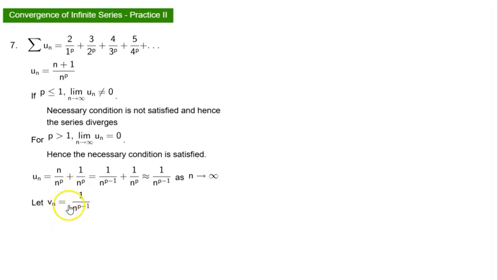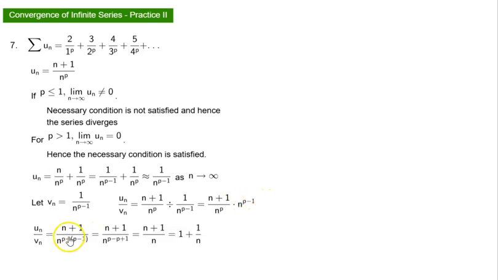Now, let's take the p series as v sub n equal to 1 by n to the power of p minus 1. And take the ratio. U sub n by v sub n is equal to n plus 1 by n to the power of p divided by 1 by n to the power of p minus 1, which is equal to n plus 1 divided by n to the power of p times n to the power of p minus 1. Simplifying it, we get n plus 1 divided by n to the power of p minus 1, which is n plus 1 by n, which we again can split into 1 plus 1 by n.